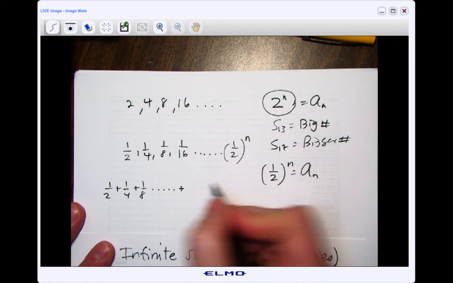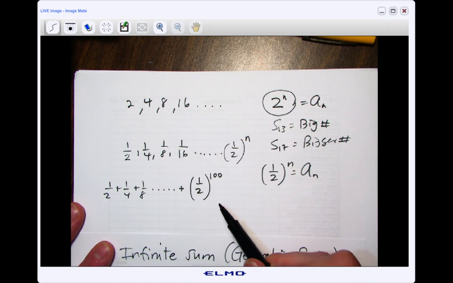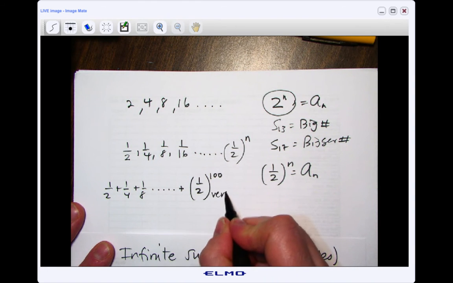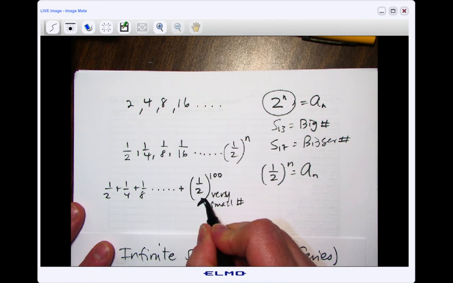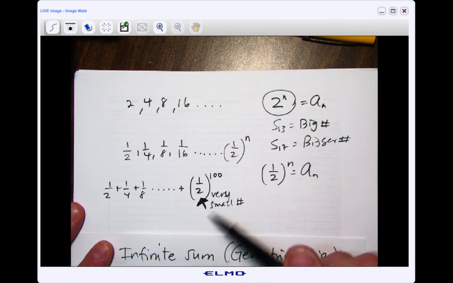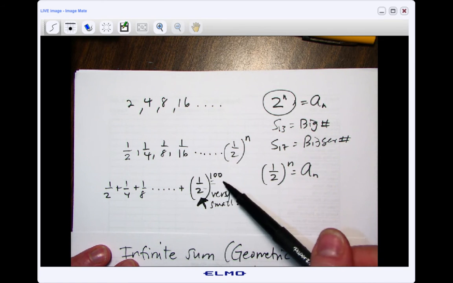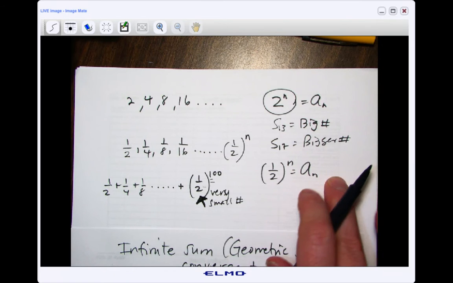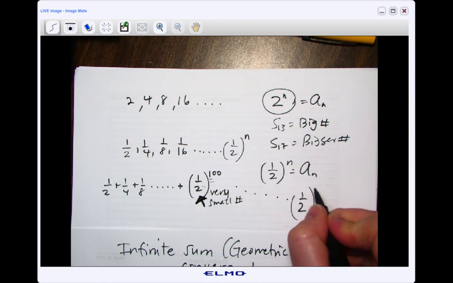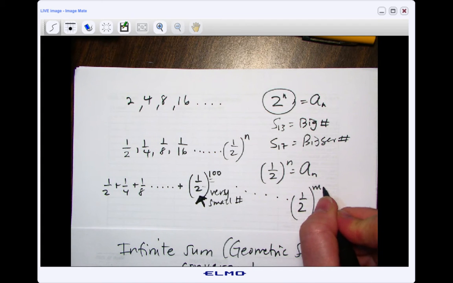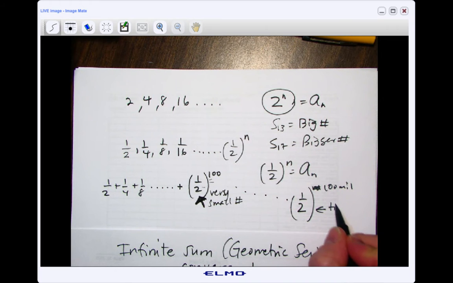And what are you going to be adding? Like if this is 1/2 to the 100th, this is going to be a very small number. How small? Well, right now, pretty small. As your exponent grows, that is going to get even smaller. So the farther you go down our little sequence, if it's 1/2 to the 100 million, this is a tiny, tiny, tiny number.